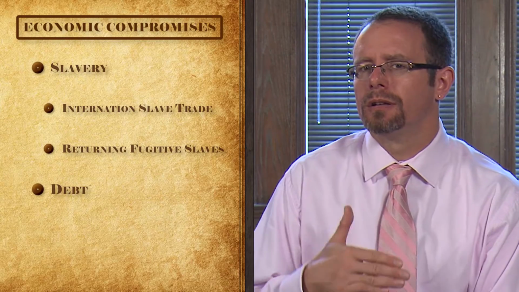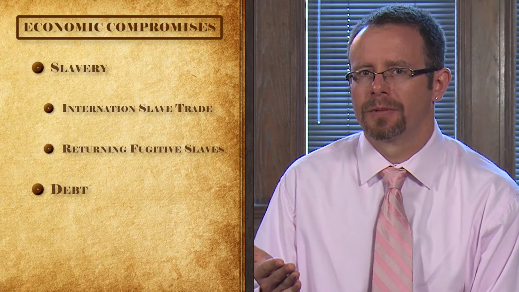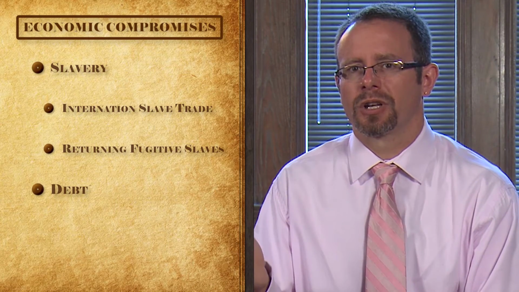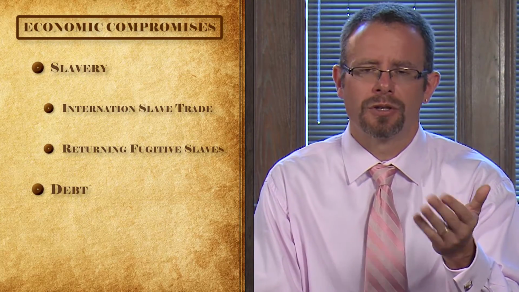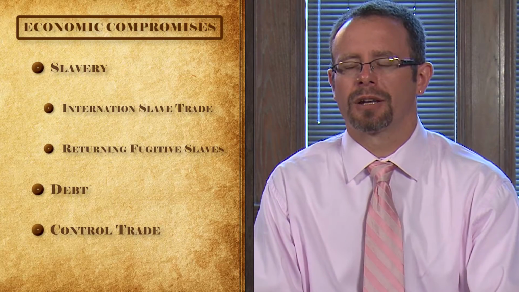Now there's one additional area, a third area of compromise. It's related to that second area, but probably deserves a little bit of discussion on its own. And that is the ability of the federal government to control trade. Here's another major compromise that comes out of the Constitution.